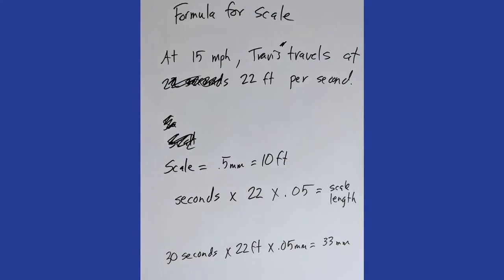So the formula I ended up using is 22 feet per second at 15 miles an hour. My scale ended up being 0.5 millimeters equals 10 feet. 0.5 millimeters on my piece of paper would represent 10 feet. So if I went 30 seconds at 22 feet per second, and multiplied that by 0.05 millimeters, 33 millimeters would represent about 30 seconds of travel time. Using that scale, this is how my final map ended up.